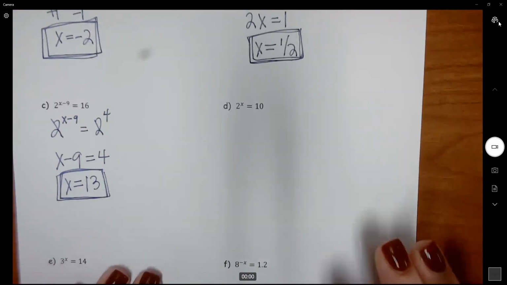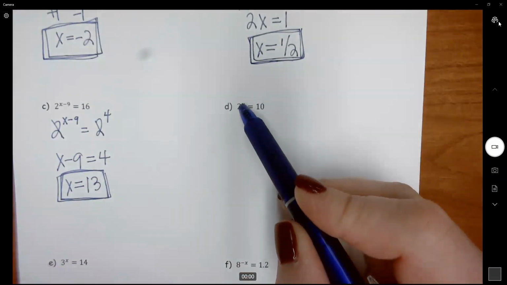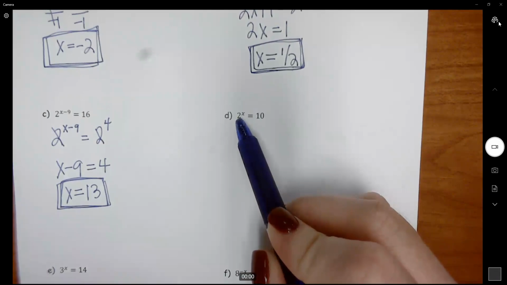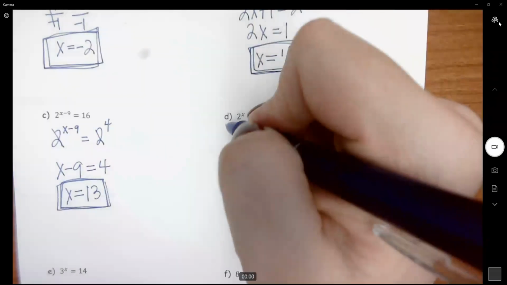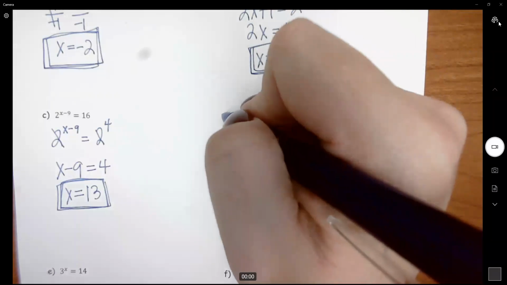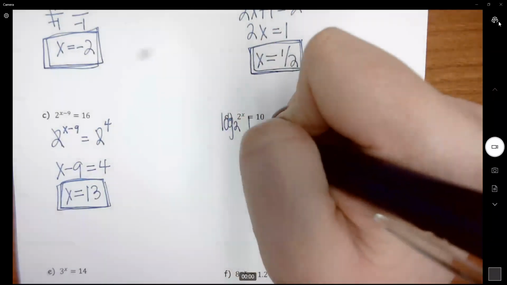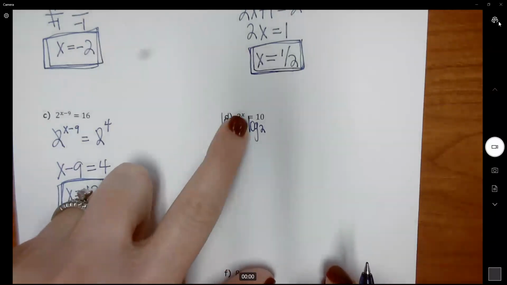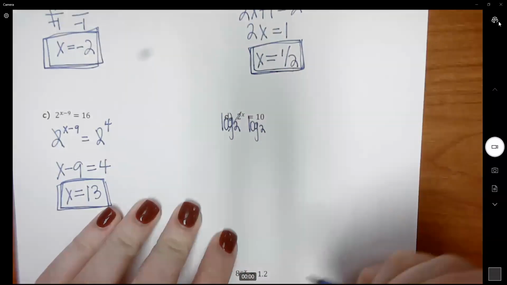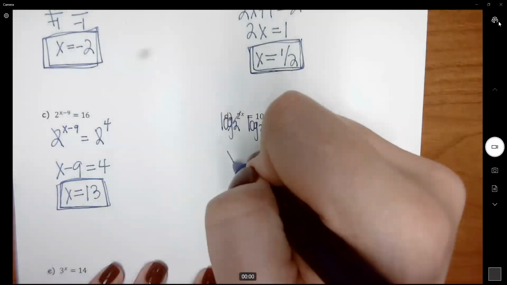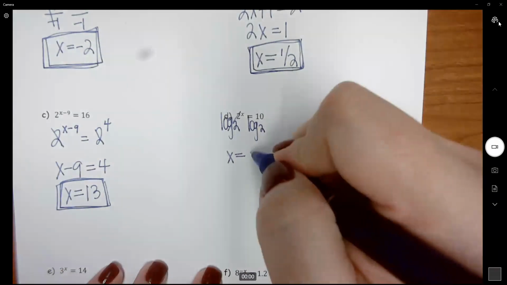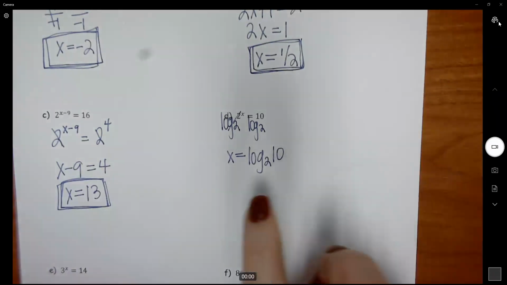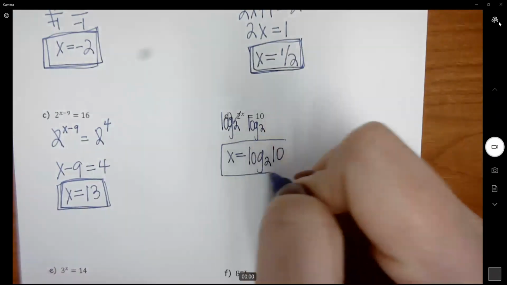Okay, so with D, my exponential, that 2 to the x power, that is isolated. So what is the opposite of having an exponent with a base of 2? It's to take both sides as a log base 2. So log base 2 of 2, that cancels, that's 1. And so I'm just left with x. And then on this side here, we now have log base 2 of 10. This is my exact answer right here.